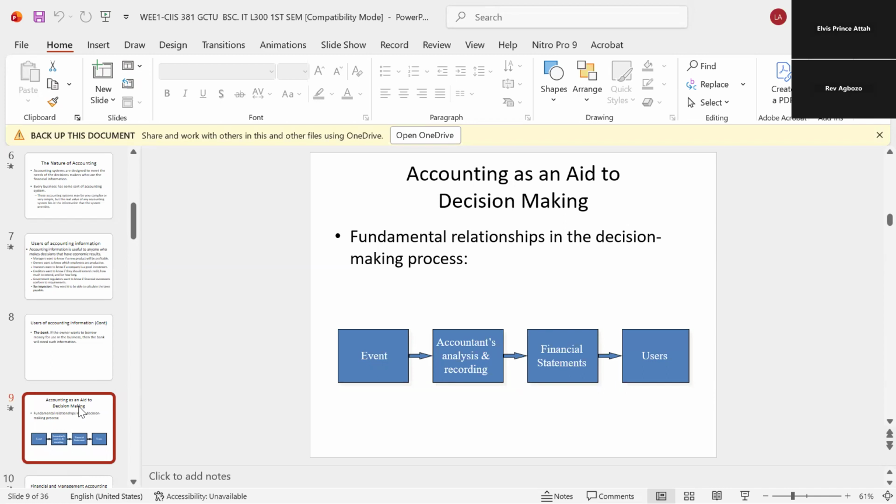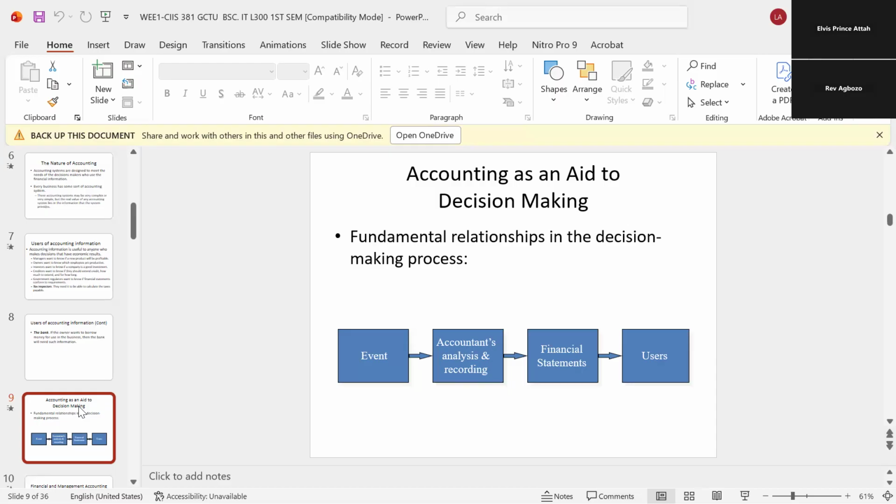And business transactions could be classified into two: financial transactions and non-financial transactions. Financial transactions are all those activities or events that have to do with money. So the fundamental relationship in the decision-making process is that you gather all this information. The information will be gathered by financial people like accountants or financial analysts. They record them, classify them to prepare financial statements.